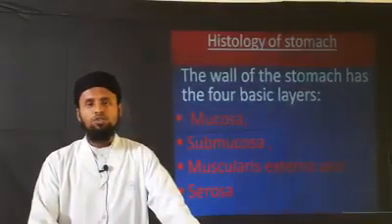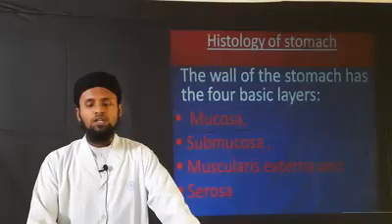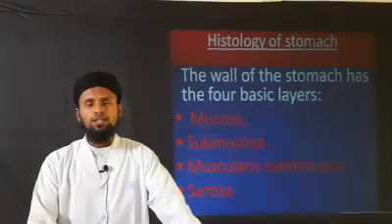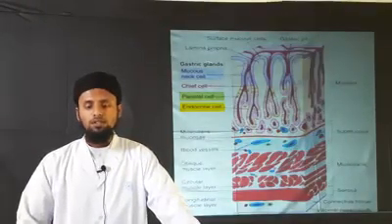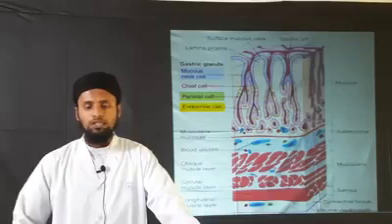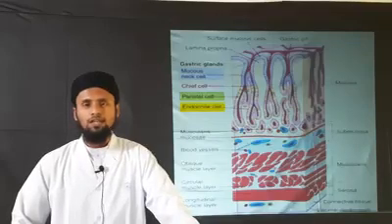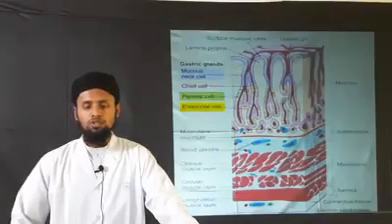Now come histology of stomach. The wall of the stomach has the four basic layers. See the figure. Number 1 mucosa, number 2 submucosa, number 3 muscularis externa, number 4 serosa.